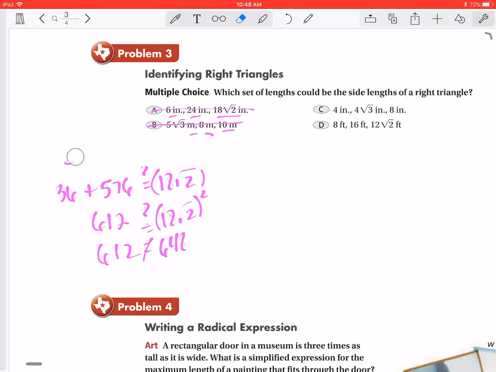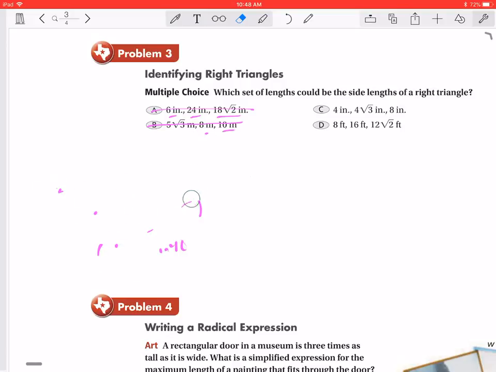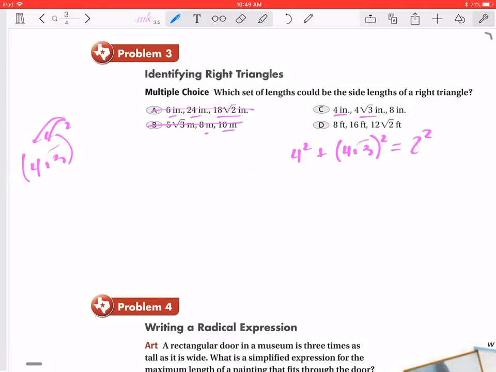Let's move on. Let's try C. Let's see which one's our side length. 6.9, so these first two are our side lengths. So we're going to say 4 squared plus 4 square root of 3 squared is equal to 8 squared. Now, let's talk about if we don't have a calculator. When we take 4 square root of 3 squared, we have to distribute that to both terms. So that would end up being 16 times 3, which gives us 48.